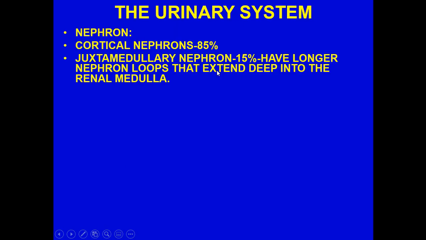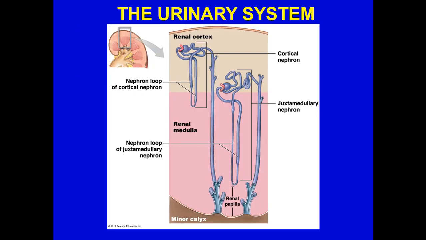Now, the nephron. This is where all of the filtering, reabsorption, and secretion occurs. There are two types of nephrons. Cortical nephrons, which make up about 85% of the total number of nephrons, and the juxtamedullary nephron, which is about 15%. The key point here is that they have longer nephron loops that extend deep into the renal medulla. And you can see this difference right here.